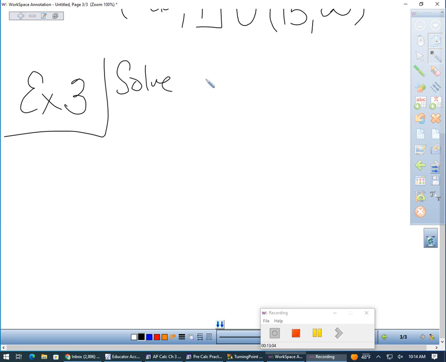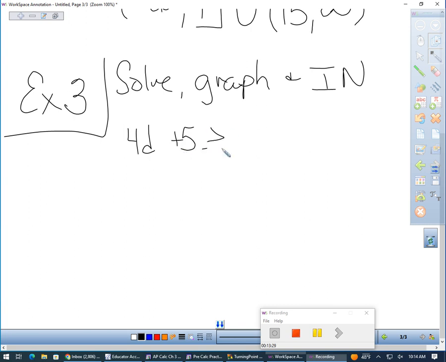Again, I'm going to ask you to solve, graph, and write interval notation. Let's go with something light: 4d plus 5 is greater than or equal to 13, or 7d plus 2 is less than negative 12.